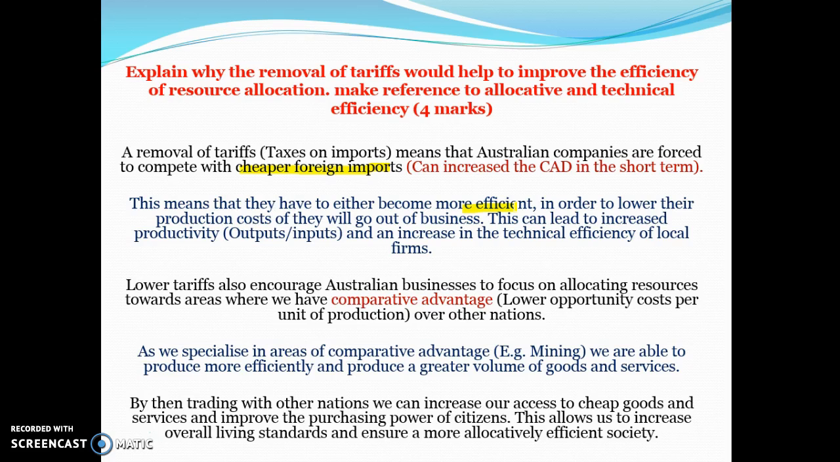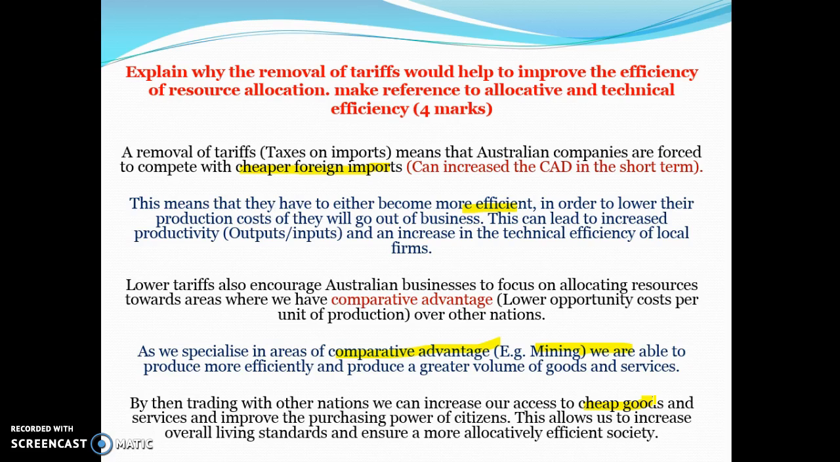Lower tariffs also encourage businesses to focus on allocating resources to areas of comparative advantage, where they have lower opportunity costs. If we specialise in areas of comparative advantage, provide an example, we are able to produce more efficiently and produce a greater volume of goods and services. By then trading, we can increase our access to cheap goods and services. So allocative efficiency, remember, is just about maximising our living standards. So we get access to cheaper goods and services. This allows us to increase living standards and therefore makes society more allocatively efficient.